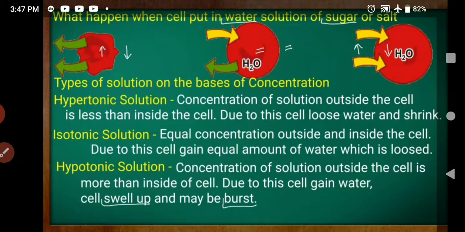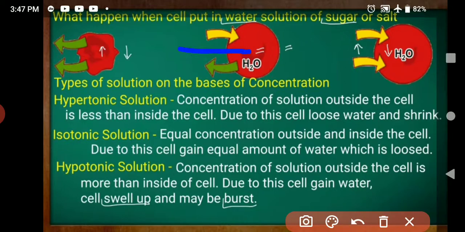Now see the second diagram. Here both sides of the concentration are equal. See, inside the cell concentration and outside the cell concentration both are equal. There is no difference between concentration outside the cell and inside the cell. So due to this, the cell gains an equal amount of water to what it loses.